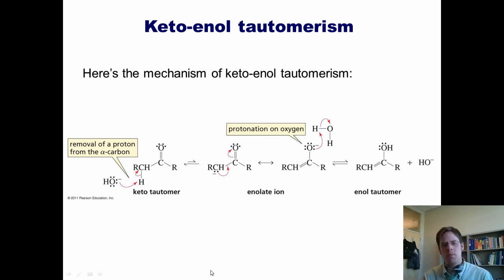I do, however, wish to point out one important aspect of this mechanism, and that is the word enol. You should note that the enol tautomer is called an enol because it contains both an alkene and an alcohol. So if we look at this, you'll see a carbon-carbon double bond, an alkene, and an OH. That's an alcohol OH. Someone some time ago decided to take the word alkene and the word alcohol and squish them together into one word called enol. So that's where that word arises.